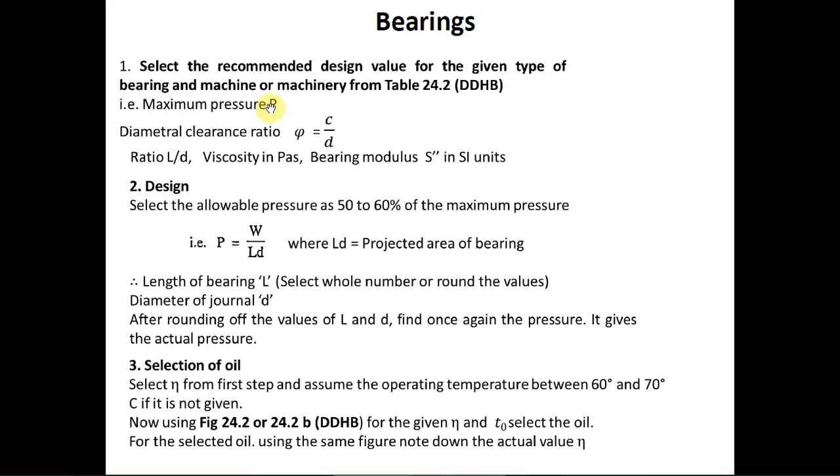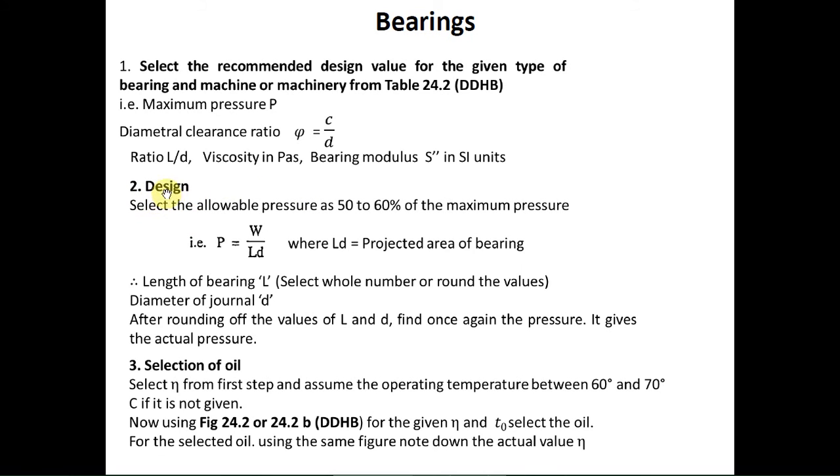That is, the maximum pressure P. Then you have to consider the diameter clearance ratio C by D, then the ratio L by D, viscosity in pascal seconds, and bearing modulus S in SI units. These are the parameters you have to consider. That is the first step. We'll solve a problem and come to know more things, so this is just a little procedure here.